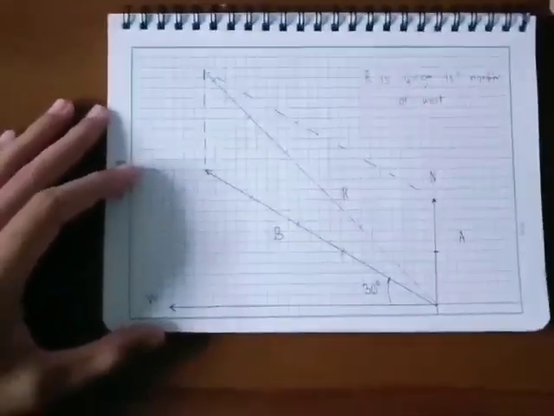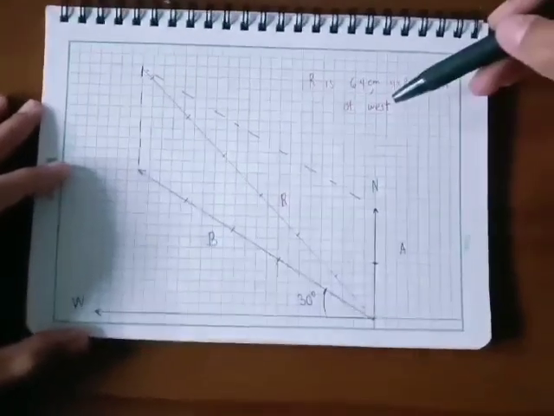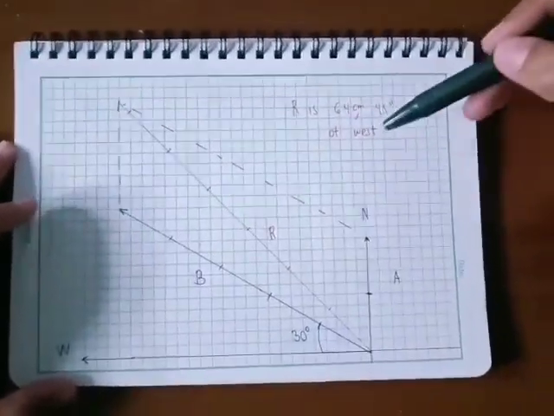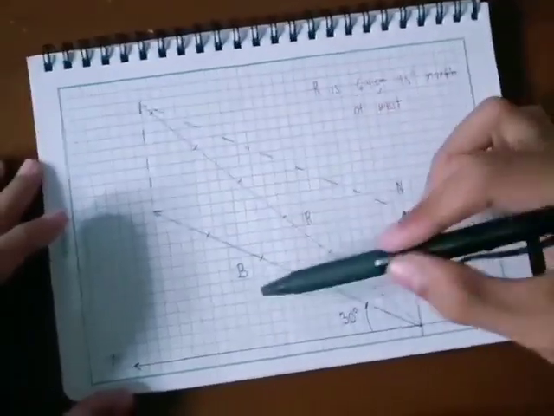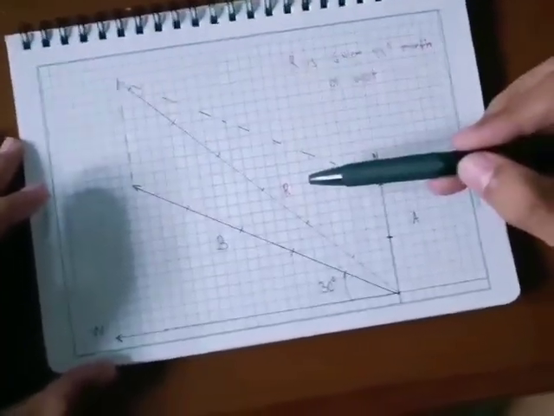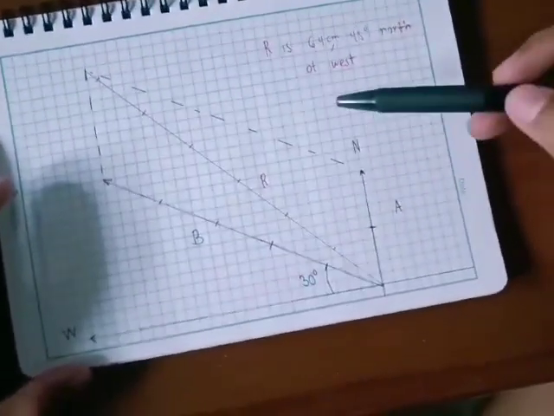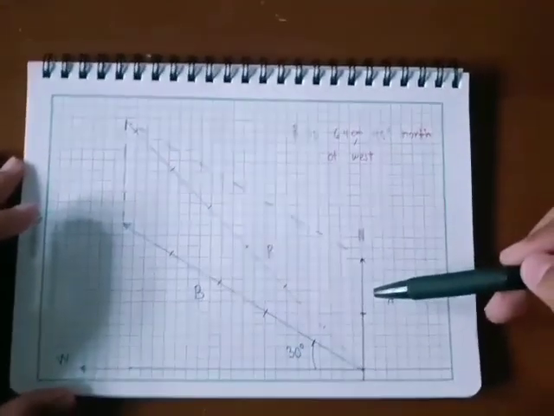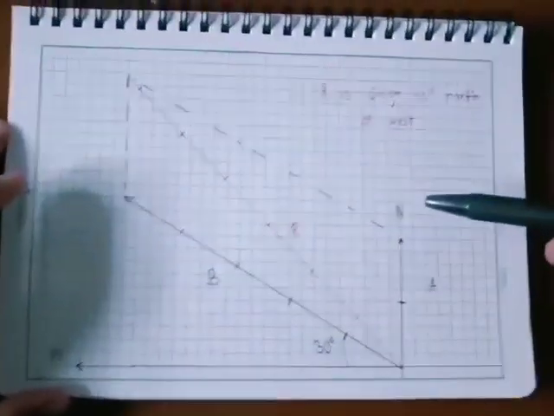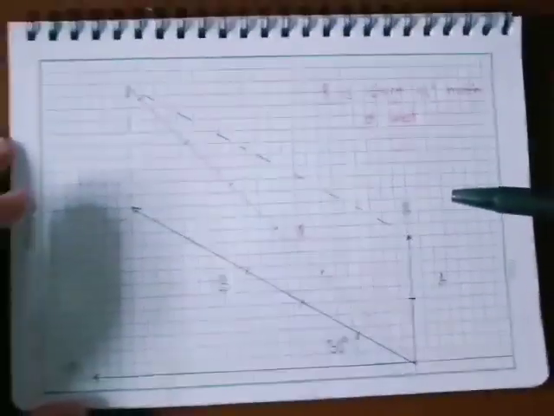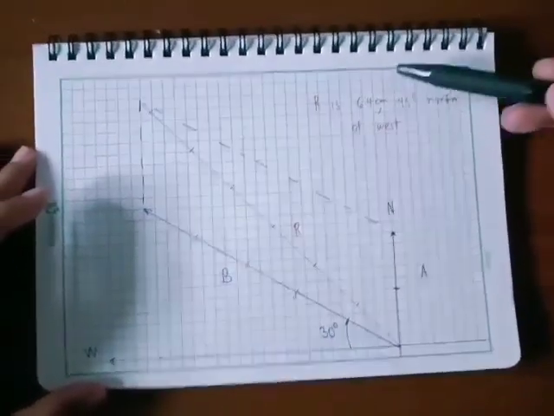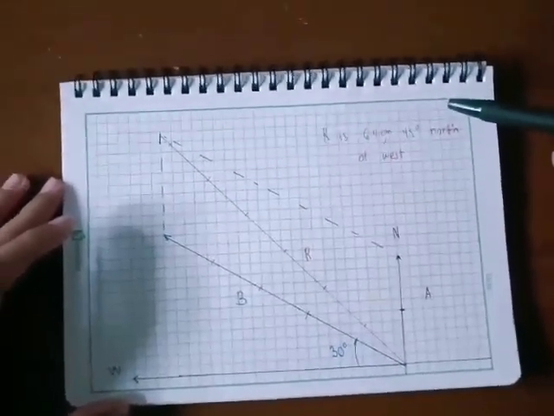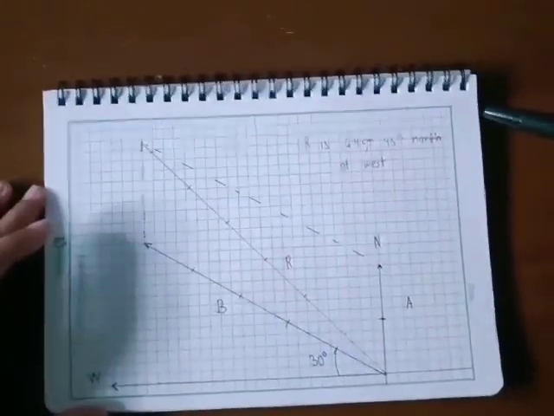So this is now our graph in the second example. So this is force A, force B, and this is our resultant force. As you can see, it is 1 centimeter scale, and R is 6.4 centimeter, 45 degrees north of west.